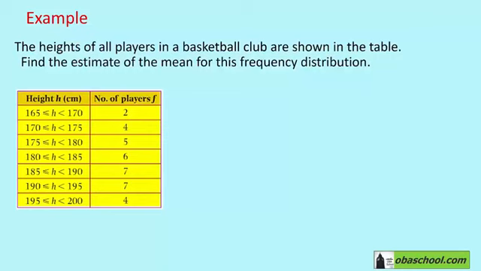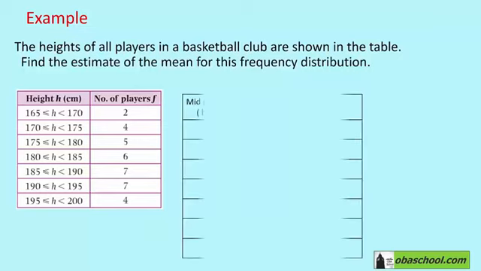The exercise says, the heights of all players in a basketball club are shown in the table. Find the estimate of the mean for this frequency distribution. So take a look at this table. You have the first column that has the height range, and you have the second column that has the number of players within that height range. So we have the value and we have the frequency.